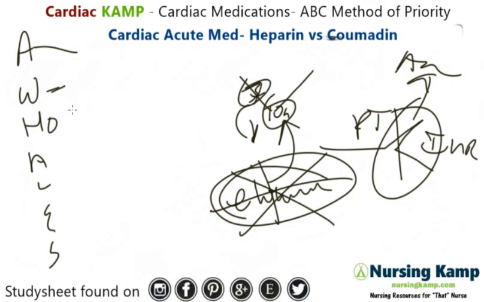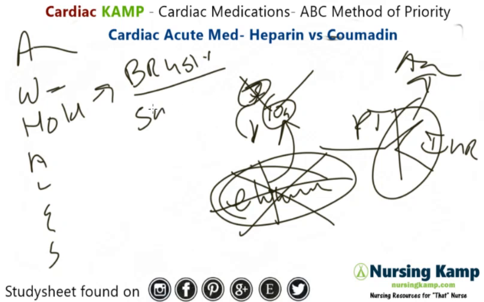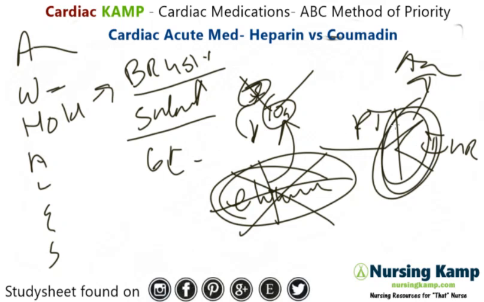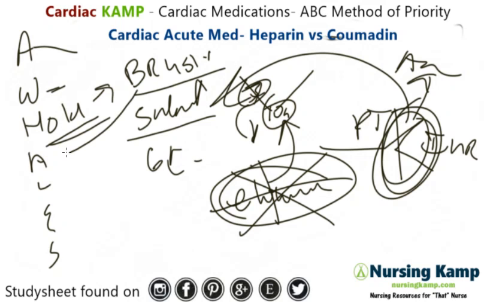When do we hold it? Well, signs and symptoms of bleeding. So you're going to have this person use a soft brush toothbrush. You're going to have them not eat salad, no green leafy vegetables, no spinach, because that all has vitamin K in it, and that could be a problem. If you see signs of bleeding, then you hold that medication. Or if the INR is greater than 4, you hold that medication.